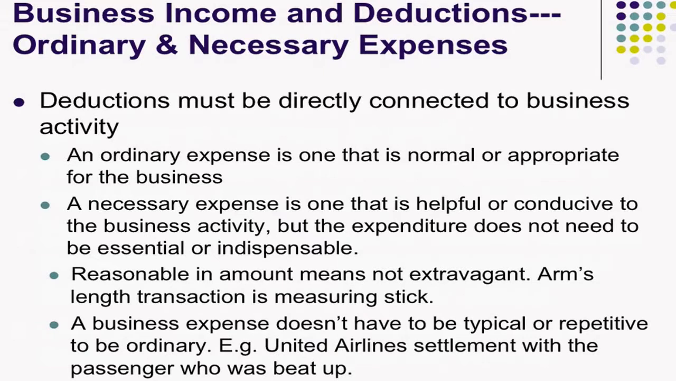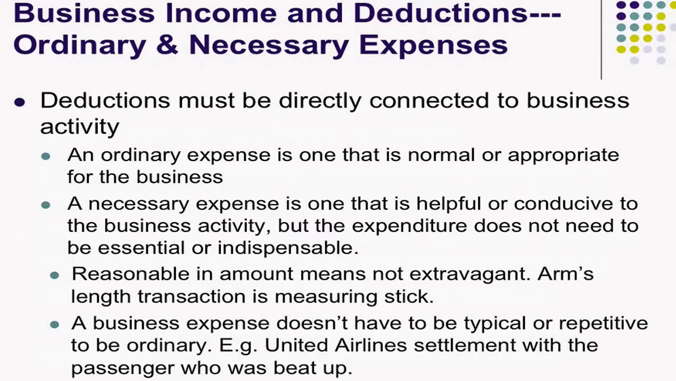Okay, business income and deductions: ordinary and necessary expenses are deductible. They have to be connected to your business activity. So what does that mean? An ordinary expense is one that's normal or appropriate for the business. A necessary expense is one that is helpful or conducive to the business activity that you're doing. So ordinary expense, normal thing, nothing unusual there. Necessary expense, well, we spend the money because it helps us, it's conducive to our business, okay? But the expenditure for a necessary expense doesn't need to be essential or indispensable.